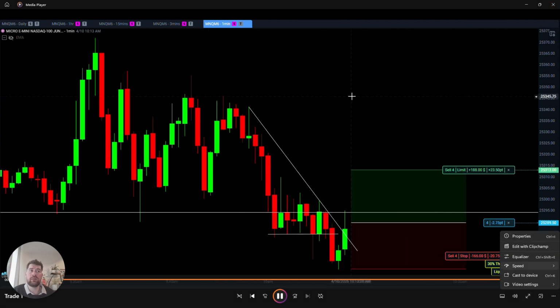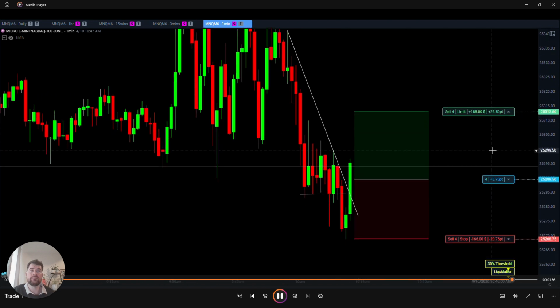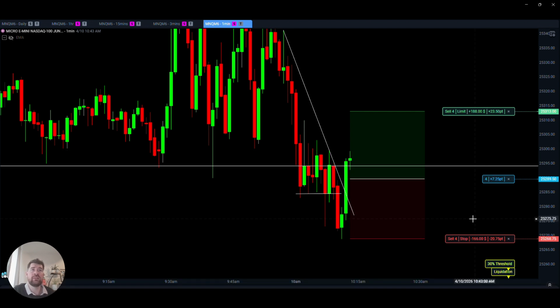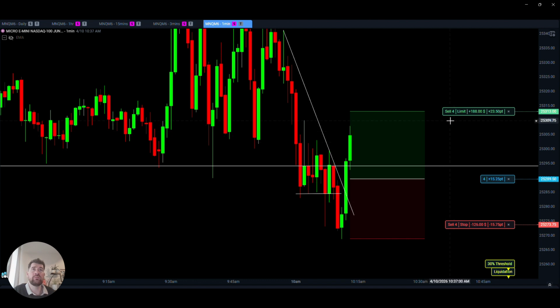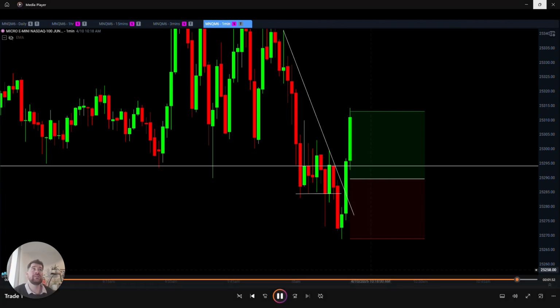We can speed up a little bit. We'll go to 1.5 speed. So yeah, we got that push, and this is where I began moving my stop, but we ended up running pretty much straight to that level and hitting my target. So that was a really nice trade, nice and easy. I'll get up the chart so you can see the full thing also.